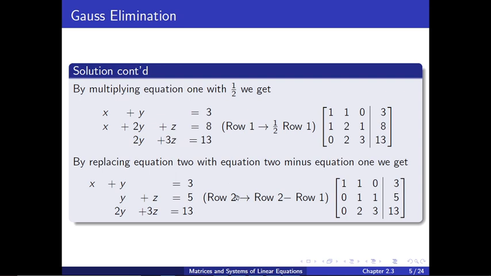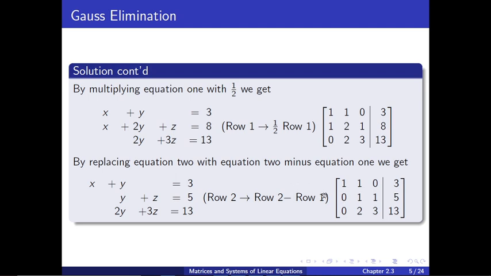So if we subtract equation 2 minus equation 1, we get x minus x, we get a 0 there. 2y minus y, we get a y, and then z minus 0, we get z, and then 8 minus 3, we get 5. So we get this new equation, y plus z is equal to 5. That's how we get it, right?